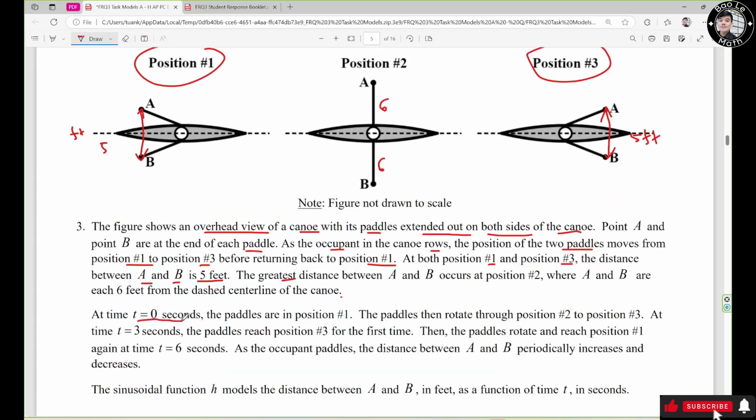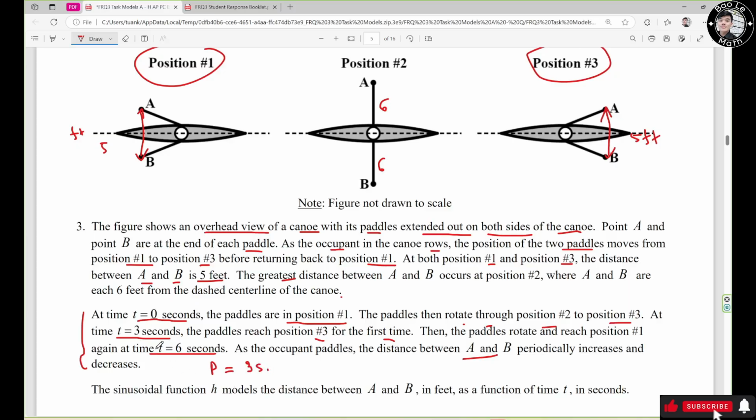At time t equals 0 seconds, the paddles are in position 1, the paddles then rotate through position 2 to position 3. At time t equals 3 seconds, the paddles reach position 3 for the first time, right? Then the paddles rotate and reach position 1 again at time t equals 6 seconds. As the occupant paddles, the distance between A and B periodically increases and decreases. Alright, so from this information, we can conclude that the period equals 3 seconds.